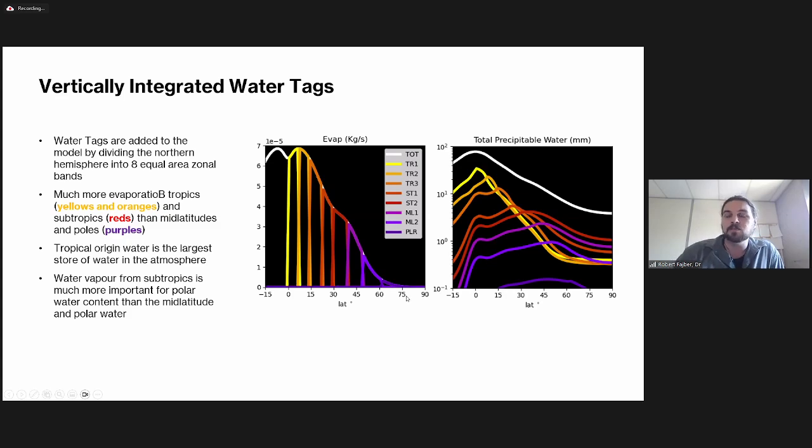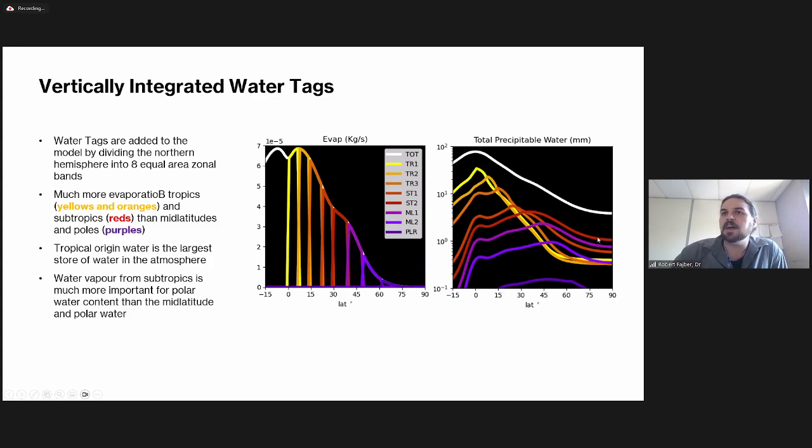Then on the right, what I'm showing is the vertically integrated total precipitable water. And I'm showing this on a log axis. So these lines all actually do add up to be the white line, but it just doesn't look like that because it's on a log axis. But what you can see is that there's a lot of water in the tropics, and most of it's coming from really local sources, so from these deep tropical sources. And then as you go out and look at the poles, you can see that there's very little polar water. It's this tiny line. It's almost completely cut off here at the bottom.